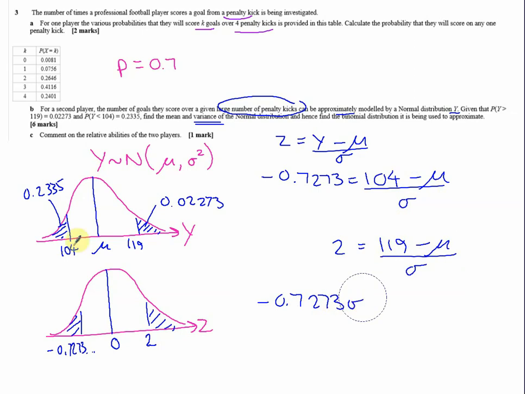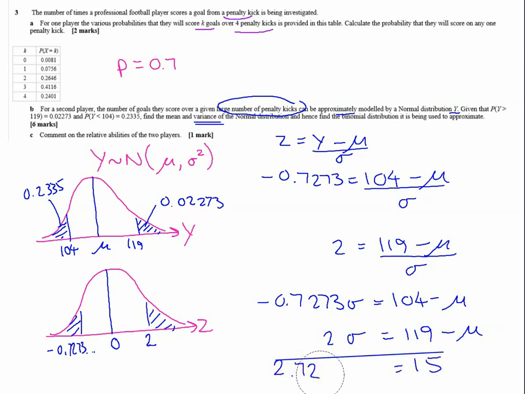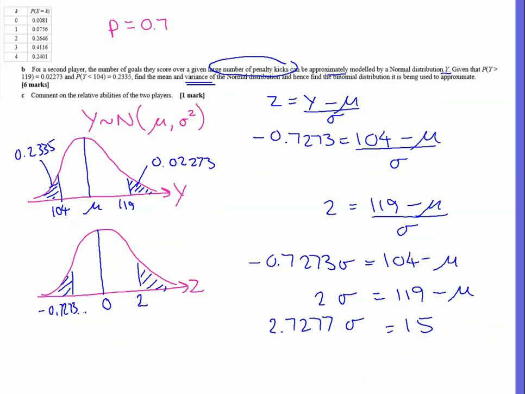So this value here is minus 0.7273 standard deviations below the mean, and the other one is 2 standard deviations above the mean. So if we subtract these now, we're going to get 15 here on the right, and we're going to get 2.7277 standard deviations, and if we now divide, we get the standard deviation to be 5.4991. Okay, but they don't want the standard deviation, they want the variance, so we're going to square that, and that would give us 30.2396, and that's to 4 decimal places.